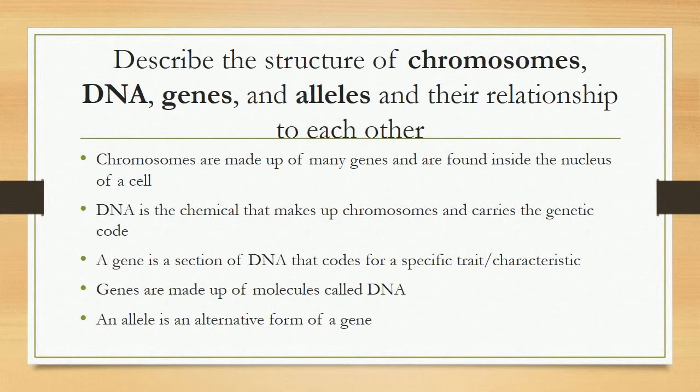Describe the structure of chromosomes, DNA, genes, and alleles, and their relationship to each other. Chromosomes are made up of many genes and are found inside the nucleus of a cell. DNA is the chemical that makes up chromosomes and carries the genetic code. A gene is a section of DNA that codes for a specific trait or characteristic. Genes are made up of molecules called DNA. An allele is an alternative form of a gene.